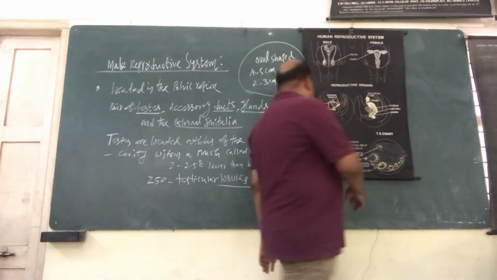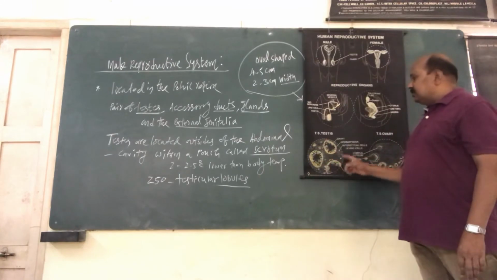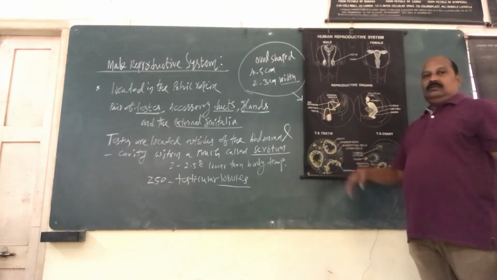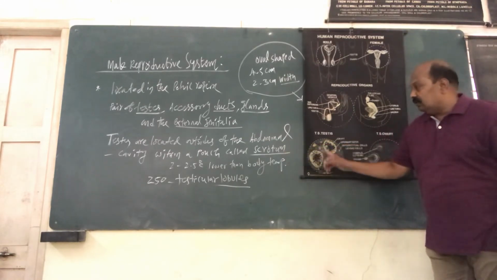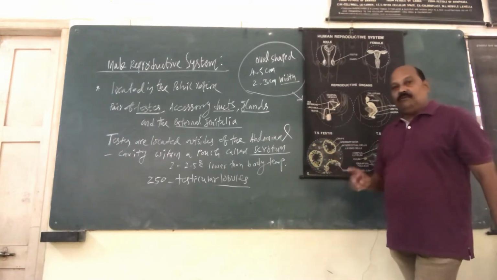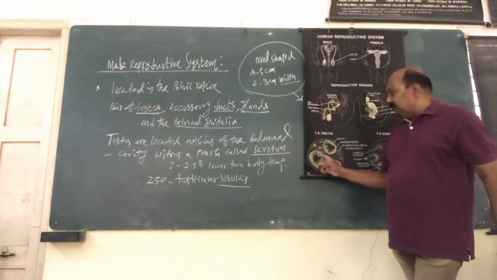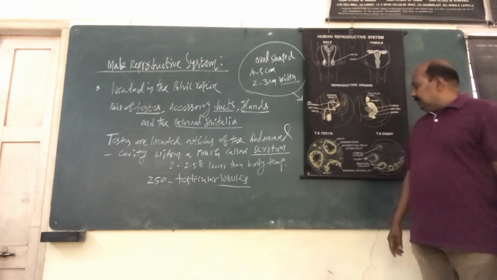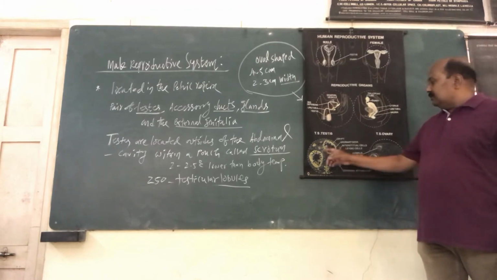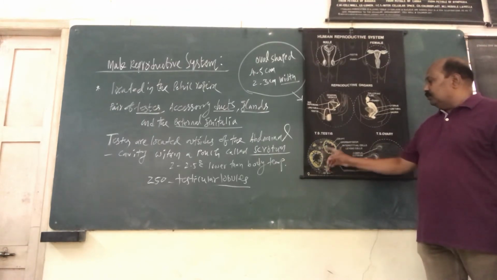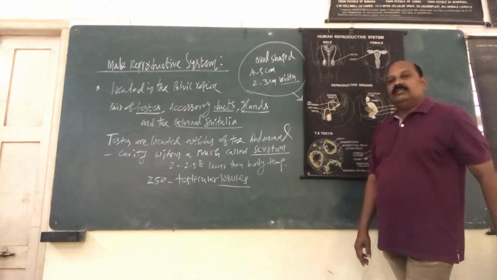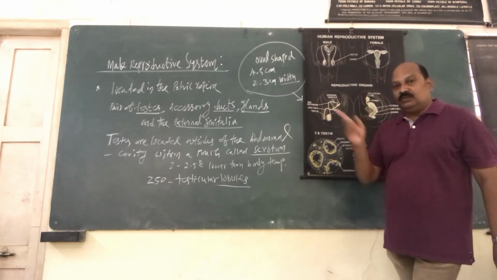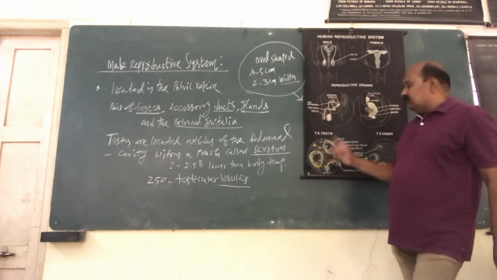You can see the sectional view of the testis. Each testicular lobule consists of 1 to 3 small convoluted tubules, which we call seminiferous tubules. How many are there? 1 to 3 seminiferous tubules. That means sperm producing tubules. Right. Now see these compartments.